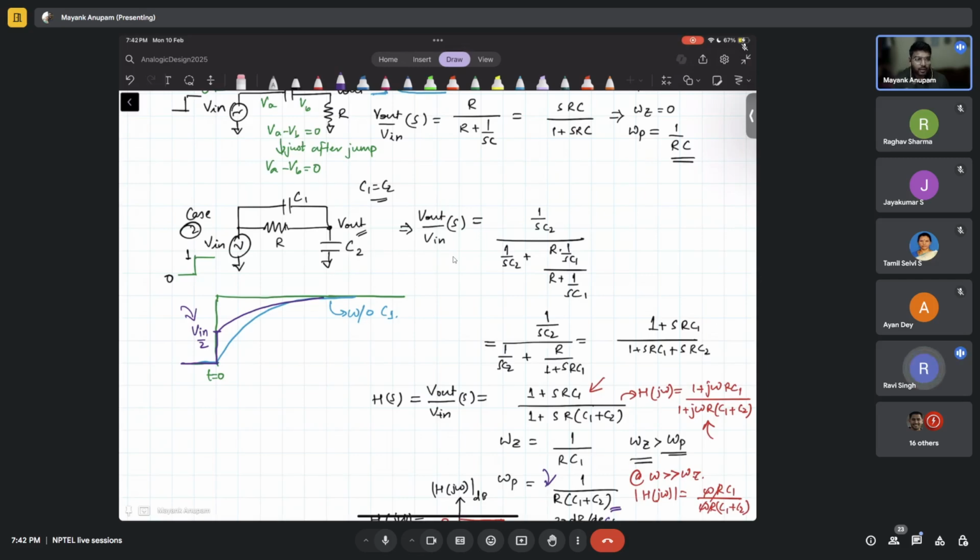So this is what a zero in the system does. If it is a left half plane zero, it will always push you in the right direction. It will push the overall feedback in the right direction. If there is a left half plane zero, it will push the output in the right direction instantaneously. And that's how we say that a zero helps in reducing the delay. Got it?